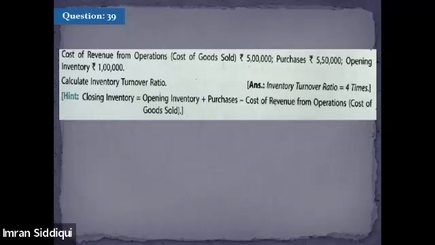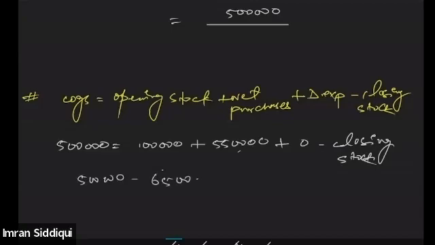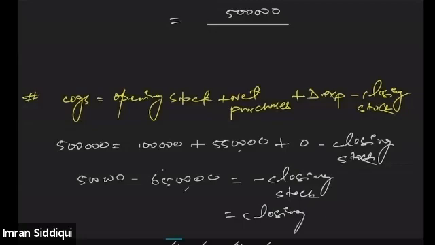Then the depreciation is not given, sorry, not depreciation. Direct expenses are not given in the question. So we can take it as 0, minus the closing stock. Now solving this equation, we will be getting the value of the closing stock. So this is 5 lakh and it is 6,50,000. So 5 lakhs minus 6,50,000. On the right hand side of the equation, we will be left with the closing stock negative. So ultimately, closing stock equals 1,50,000.